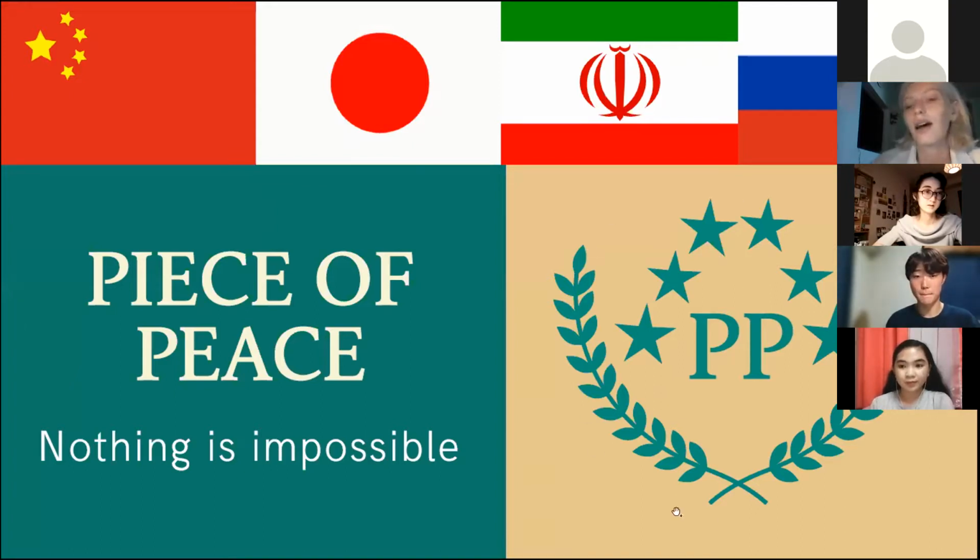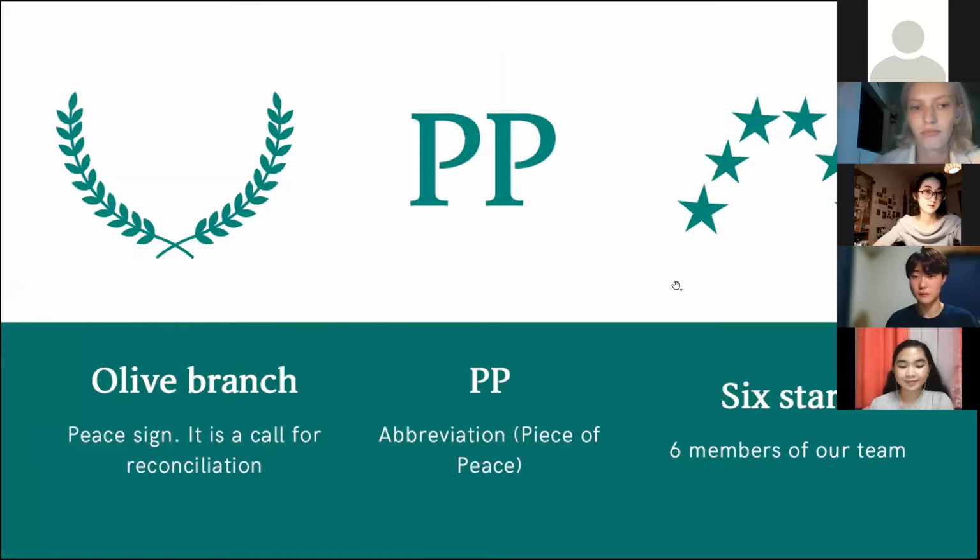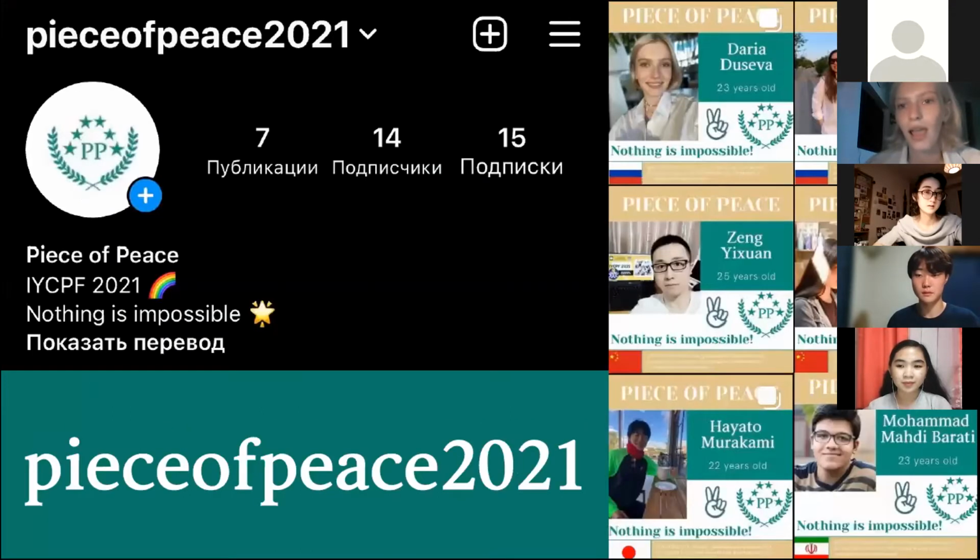Here you can see our logo. The first element is an olive branch. This is a sign, a symbol of peace. It's a call for reconciliation. PP is the abbreviation of Piece of Peace, the name of our team, and 6 stars, and this is the 6 members of our team. And this slide is for searching us on Instagram. As you can see, we have our logo and introductions of all our members. And here we have our name on Instagram. Okay, thank you for your attention.